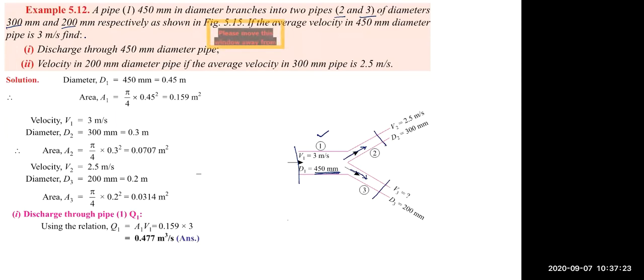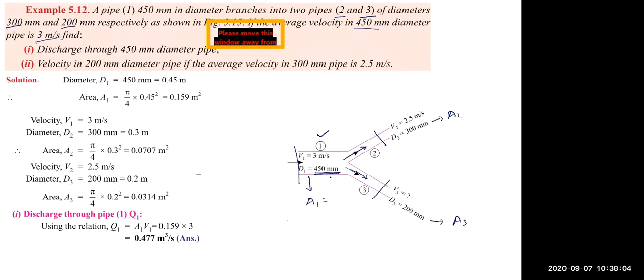Yeah. So here we have seen that the diameters are given as shown in the figure. If the average velocity in the 450 mm diameter pipeline is 3 meter per second. Okay. Here at section number 1, the velocity v1 is given as 3 meter per second. The diameter is given to you. So if you see the diameter, what is your next target? You have to calculate area. You have to calculate A1. You have to calculate here A2. You have to calculate here A3.